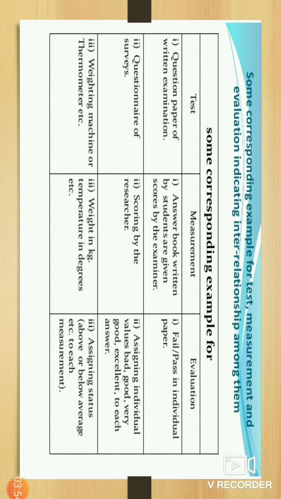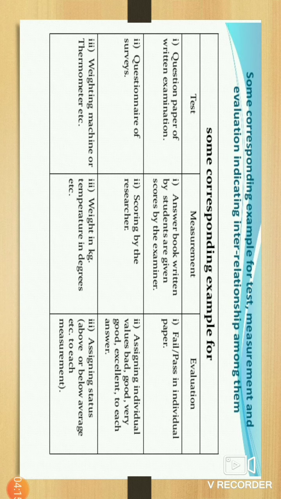Interrelationship. A test question paper of a written examination, a questionnaire of surveys, a weighing machine or thermometer, etc. These are the examples of tests.